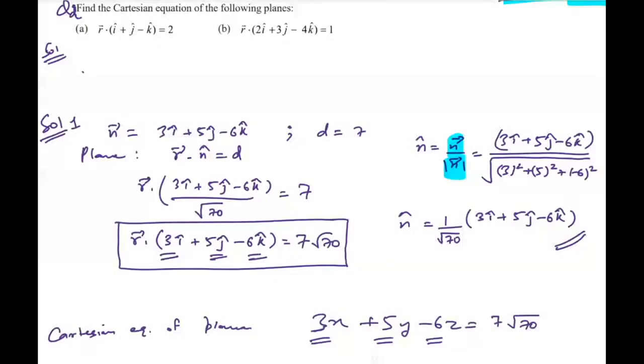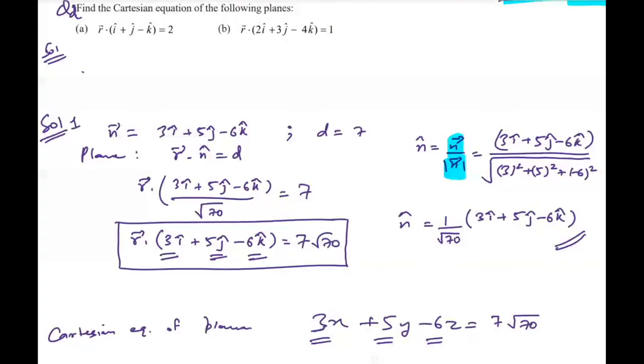Very simple. See, here it is 1, so 1 into x, 1x. Here it is 1j, again 1 into y. Next is minus 1k, this is minus 1z equals 2. So this is the Cartesian equation of the plane.